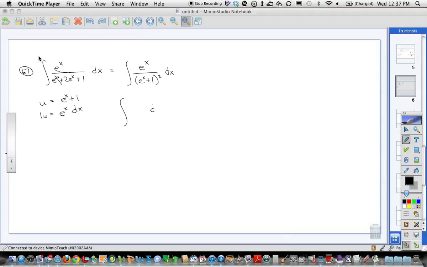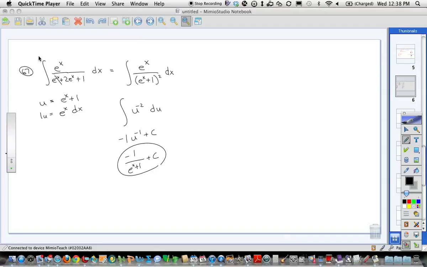So our new integral would be du over u squared, which is u to the negative 2. Right? Which is a power rule. Raise it up 1, divide by negative 1, and so we get negative 1 u to the negative 1 plus c, which would be negative 1 over e to the x plus 1. Negative 1 over u, which would be that. But again, you had to be able to see that. So that was kind of tricky.